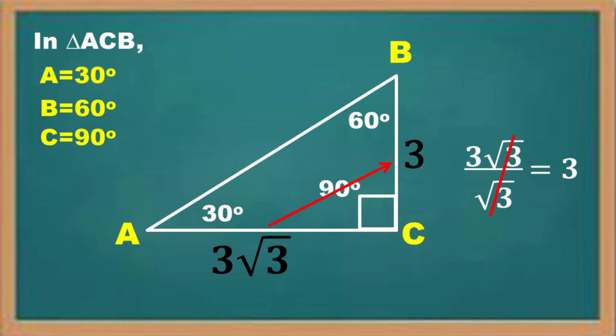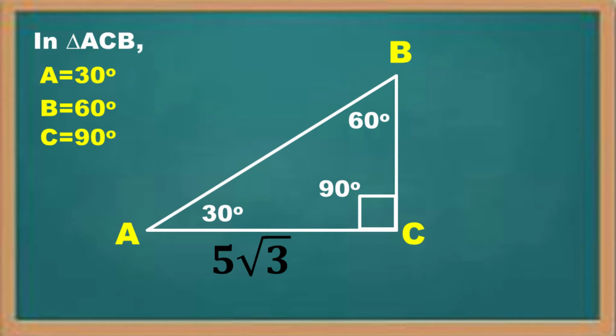To get the length of the hypotenuse, double the length of the shorter leg. Therefore, the hypotenuse is equal to 6. If the longer leg is equal to 5 square root of 3, the shorter leg would be 5 and the hypotenuse would be 10.